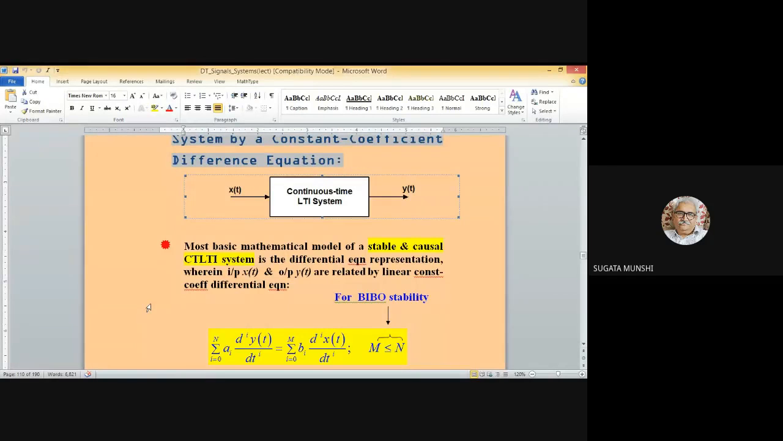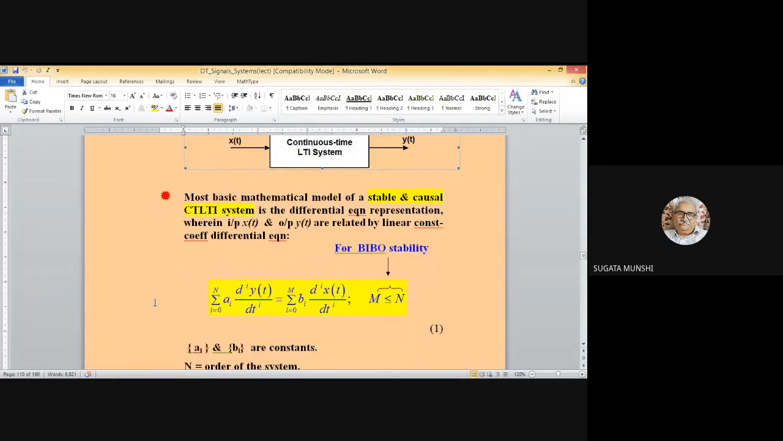So last day we were discussing the time domain representation of a DT-LTI system, discrete time LTI system. We started from the premise that from a knowledge of the continuous time LTI system, what did you find? That the most general mathematical model in the time domain for the continuous time LTI system is one that relates the output and the input through a constant coefficient differential equation.